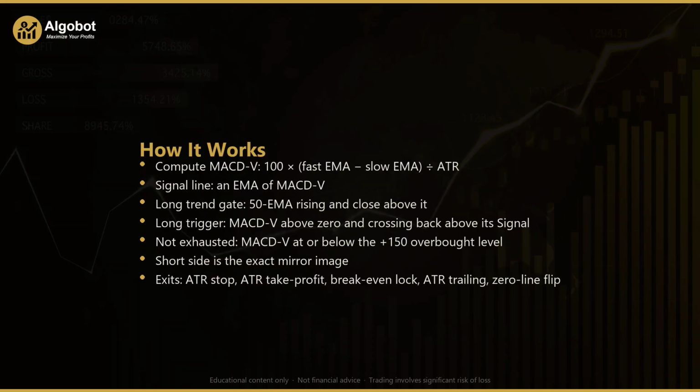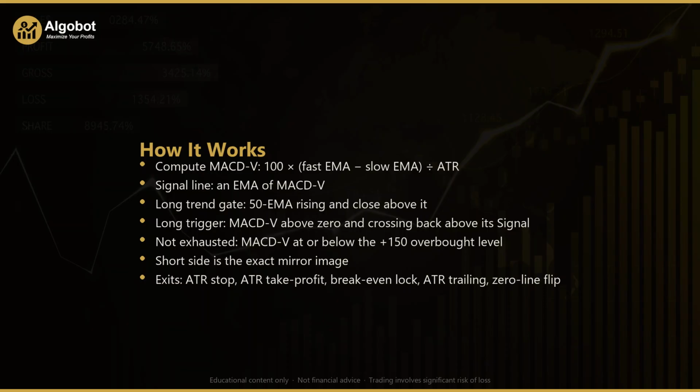Now let's walk through the exact logic, and it all evaluates on the just closed bar, so the strategy is not reacting to an unfinished candle. First, it builds the oscillator. It takes a fast exponential moving average of the close, subtracts a slow exponential moving average, and that difference is the raw Macd line. It then divides that line by the average true range and multiplies by 100 to produce Macdv. Finally, it smooths Macdv with a short exponential moving average to create the signal line.